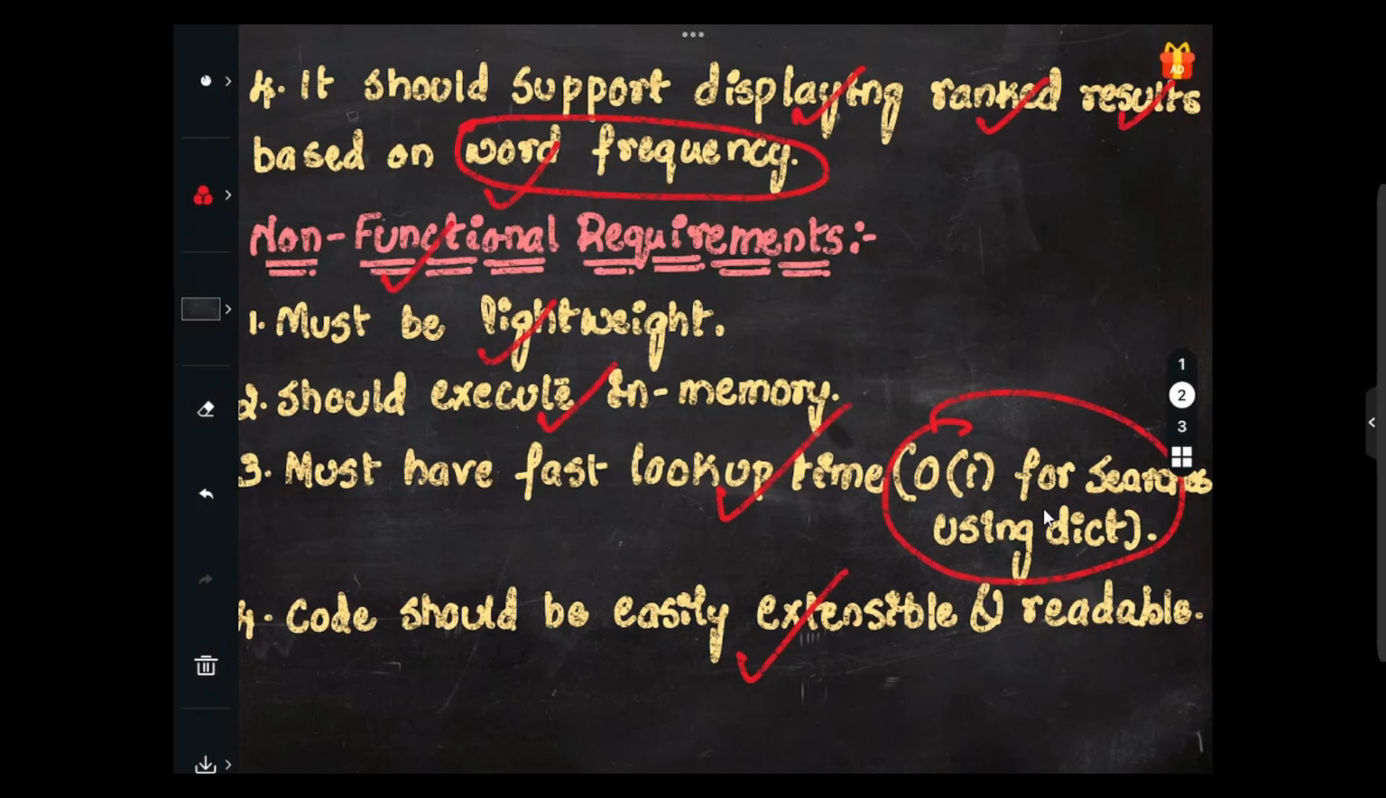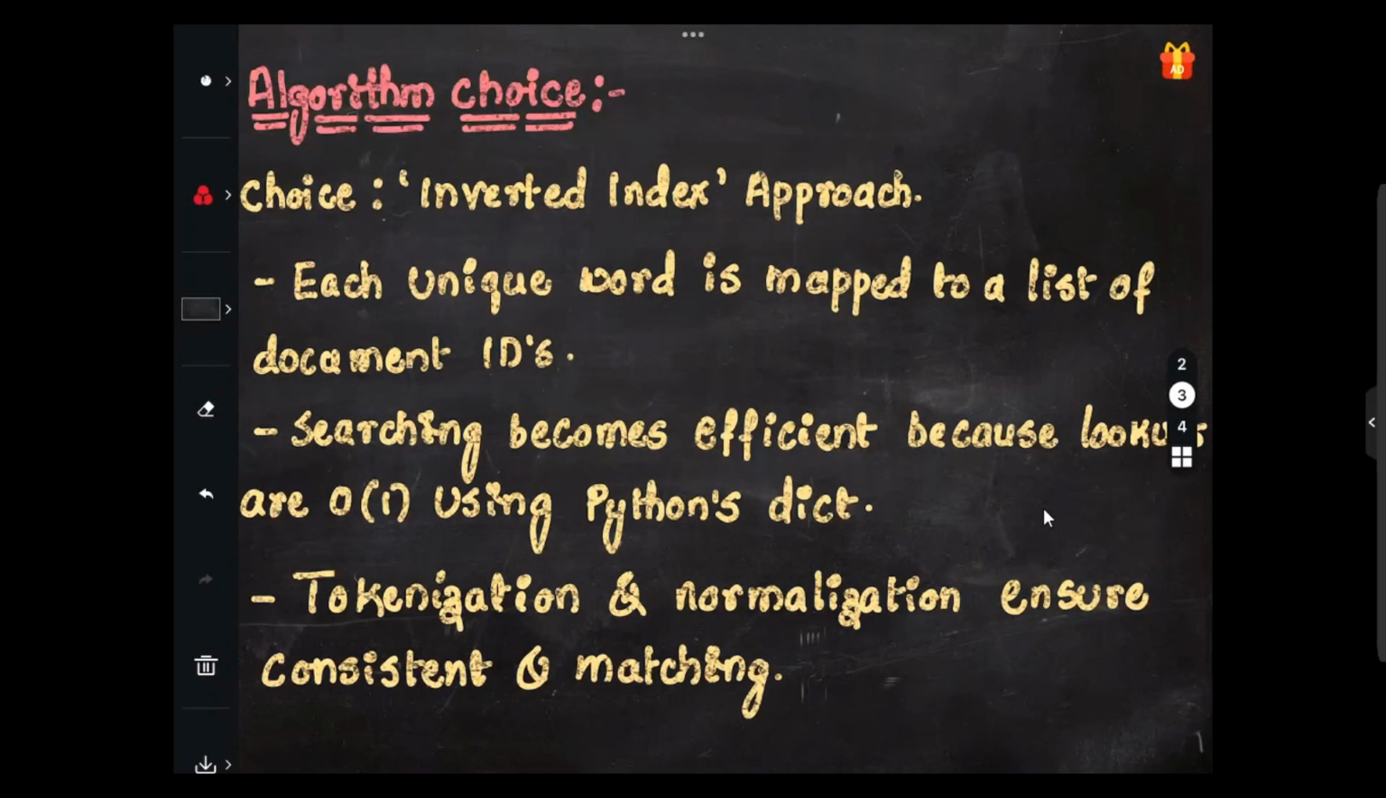Now, based on the question and the requirements that we have collected, I have gone with an algorithm choice. Let's discuss the algorithm choice here. I found the inverted index approach to be the best one, right? So the algorithm that we'll be going with here is the inverted index approach. Each unique word is mapped to the list of document IDs.